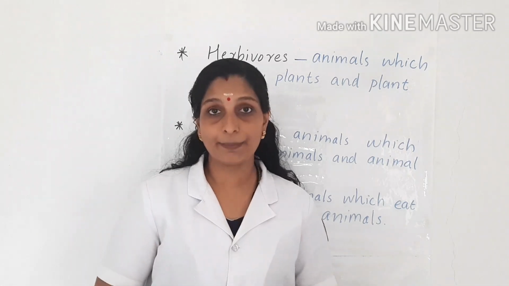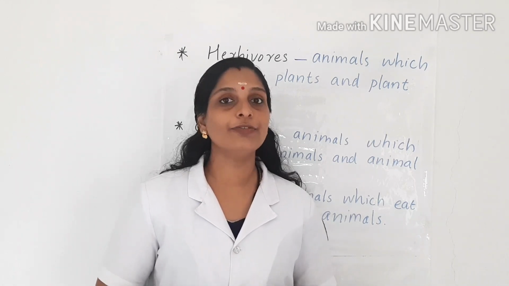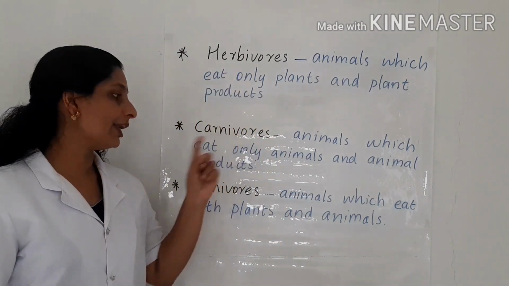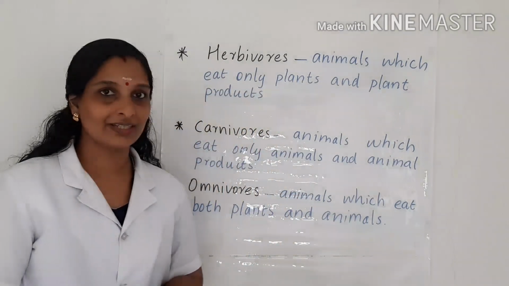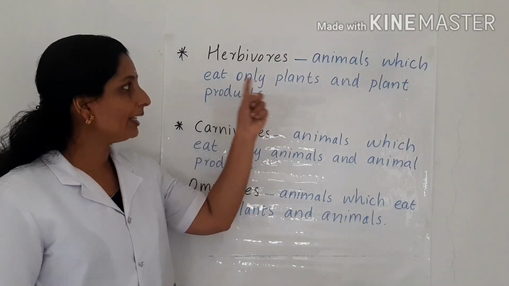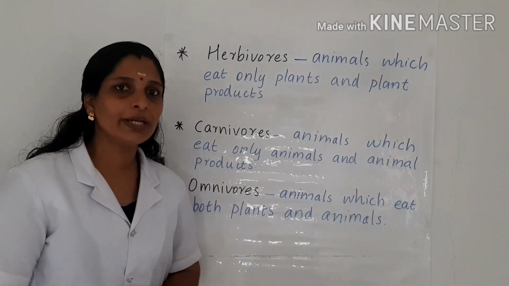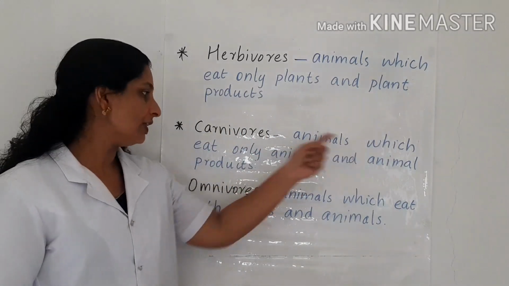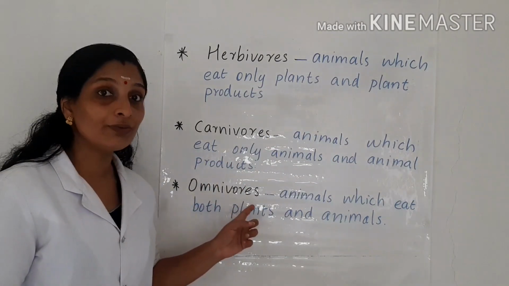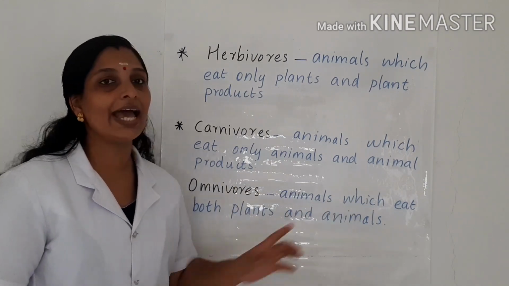Next we discussed three groups of animals according to their food habits. They are herbivores, carnivores and omnivores. What is meant by herbivores? Animals which eat only plants and plant products. Second, carnivores. What is meant by carnivores? Animals which eat only animals and animal products. What are omnivores? Animals which eat both plants and animals.